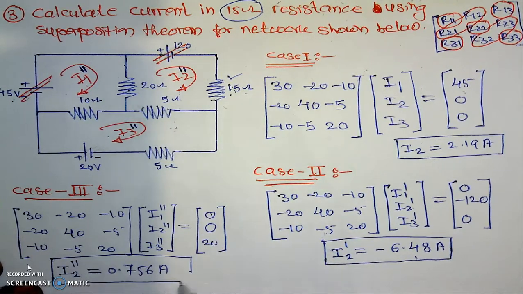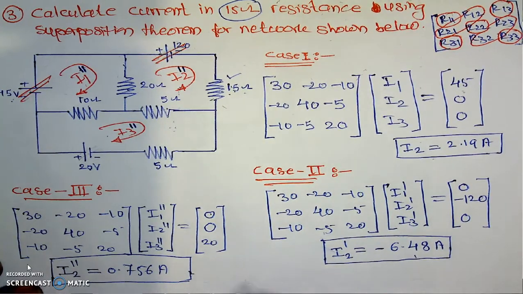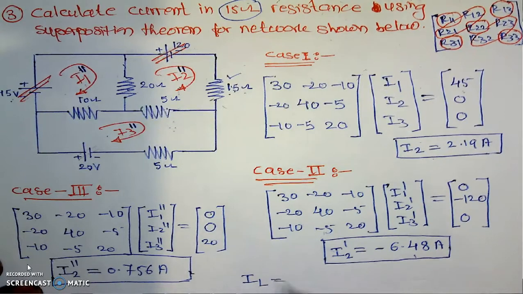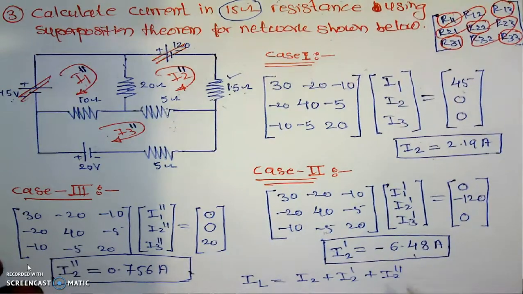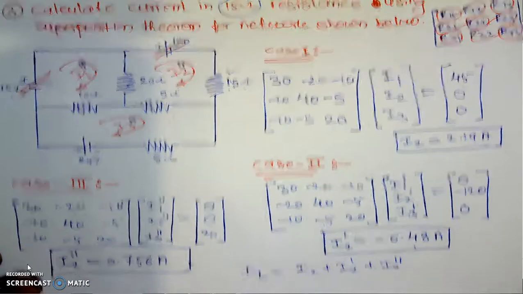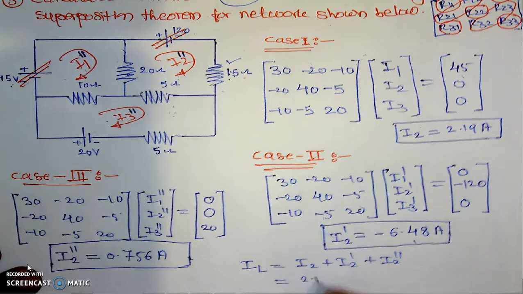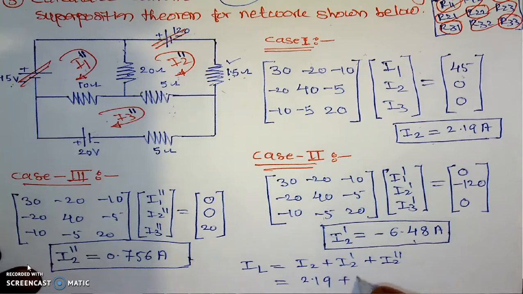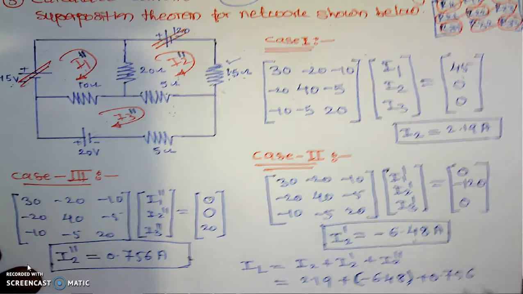Now we are interested in calculating the current using the superposition theorem. The current in the load resistance, IL, is equal to I2 plus I2 dash plus I2 double dash, which is equal to, here I2 will be 2.19, plus I2 dash will be minus 6.48, then plus I2 double dash will be 0.756.